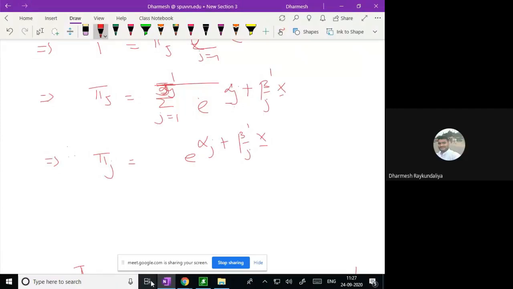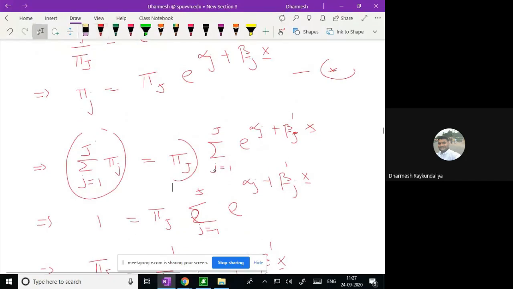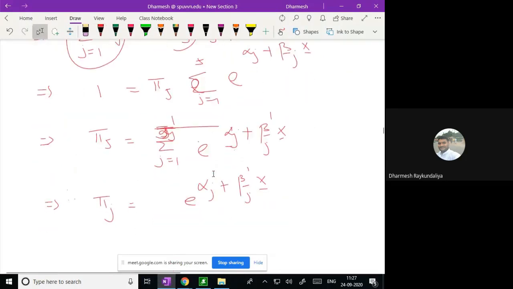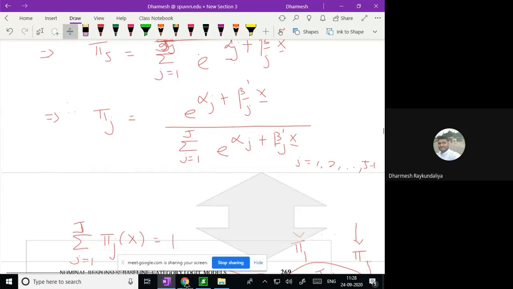But what is this pi j? We require pi j, so what have we obtained for it? We obtained this, so we just substitute it. The denominator is 1 upon this summation of e raised to alpha j plus beta j dash x. In a multinomial probability, if I am interested in j equal to 1 to J minus 1, this is the formula to calculate the probability.